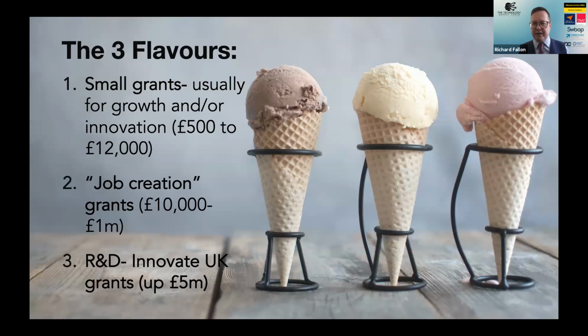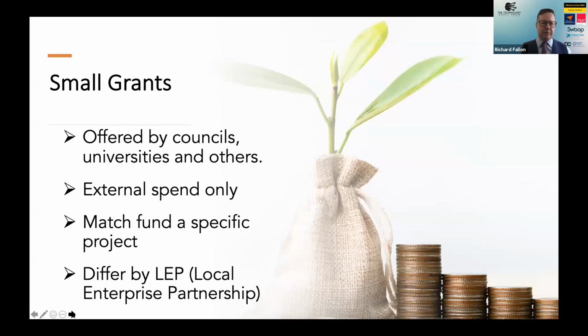So you get those small grants, then you get what I call job creation grants, and they can be 10 grand up to £1 million. As the name suggests, they involve you creating some jobs from it. And then finally you get those proper R&D Innovate UK grants, which is where you're going to do something new in the world, really grow your business, do something quite amazing. I'm just going to touch on them. There's a lot to cover in all of these, so I'm going to give you a whistle-stop tour. So let's have a look at small grants.